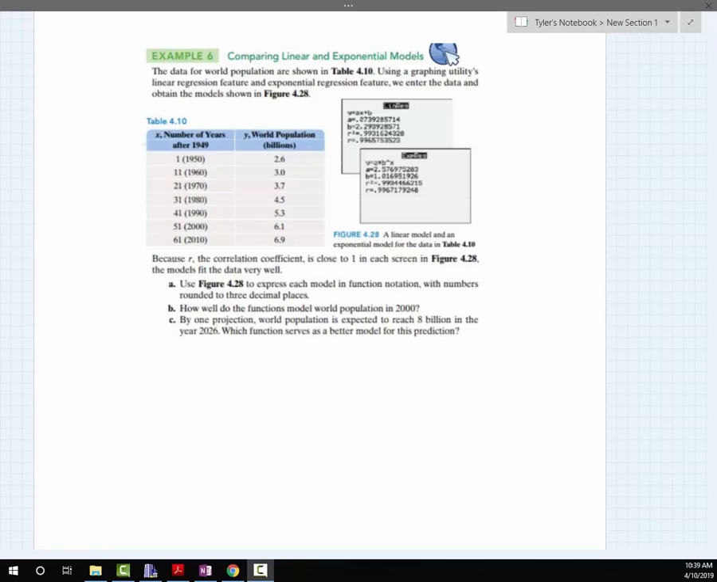So we left off on example 6, and with example 6, we were kind of rushed. I want to slow down and go through this a little more clearly for you. Sorry about the rush. I was trying to get through. We're given some data of number of years after 1949 and what the world population in billions is, and we're using this to make a model to see what might be better, a linear model or an exponential model, for predicting the world population.